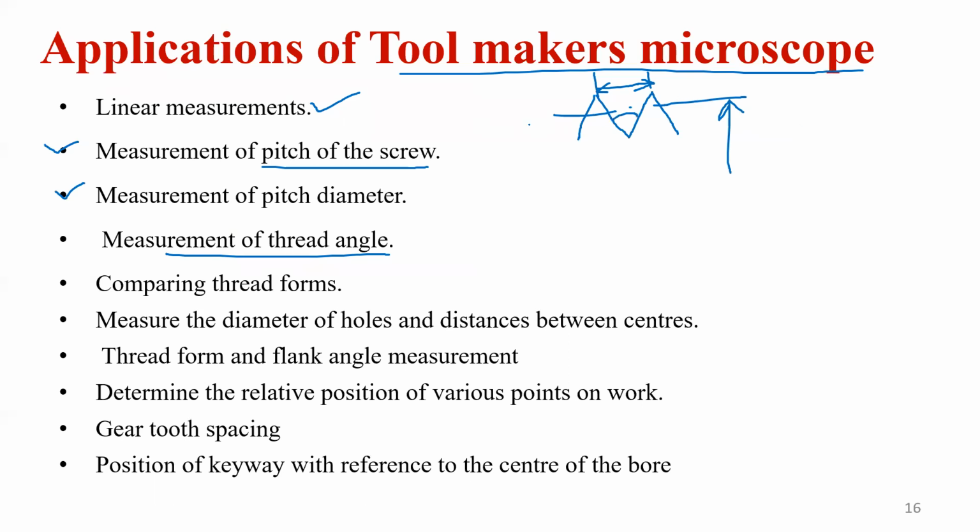By rotating the ground glass screen, which has graduations in degrees, first we place one cross wire over one flank of the screw thread, and then the same cross wire is rotated onto the opposite flank of the screw thread. Then we can measure. Here we take the reading as R1, and after rotating the ground glass screen onto the opposite flank, we take the reading as R2. The difference between R1 and R2 will give us the thread angle.